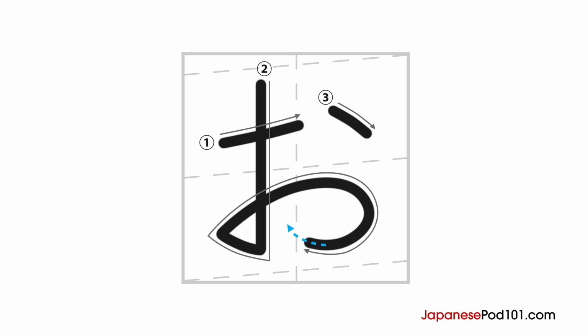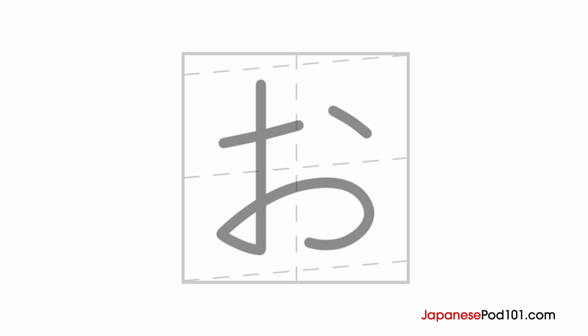The third stroke is a small slanted line. It should be located a bit to the top right of the first stroke. The left side of your hiragana O should be aligned. Keep the proportions of these spaces as well to keep a good balance. Okay, let's see it again.